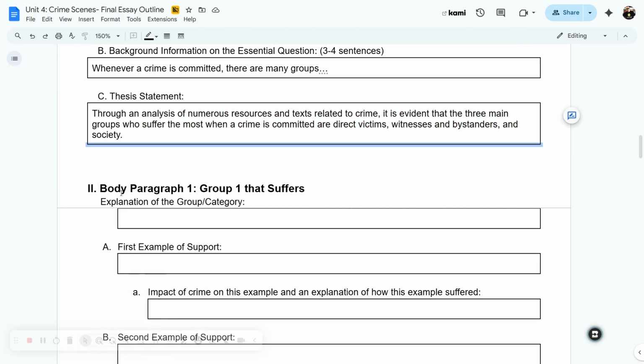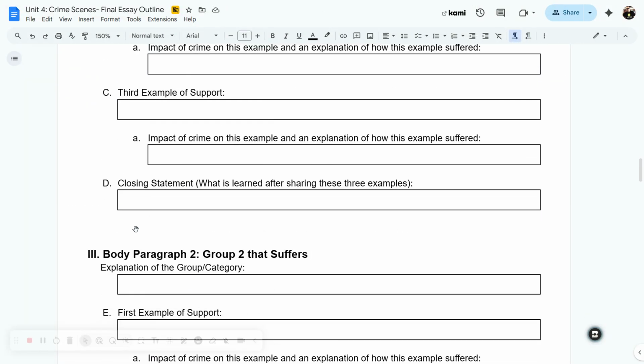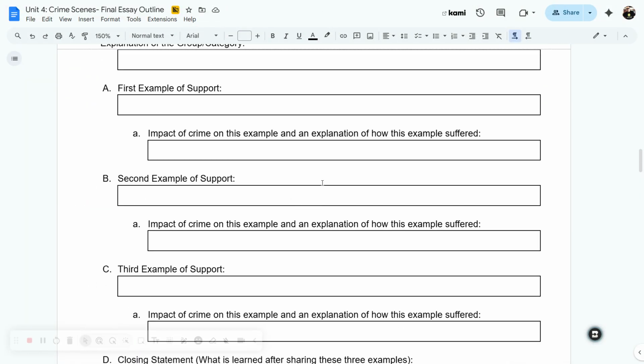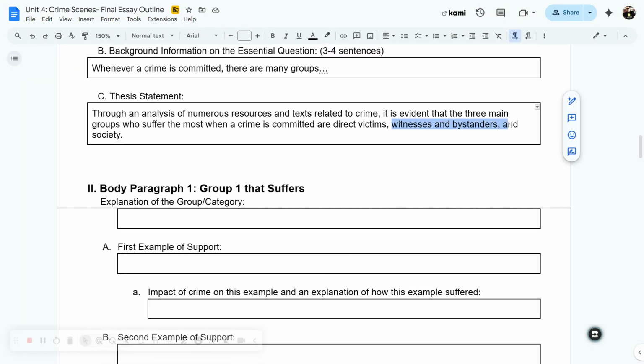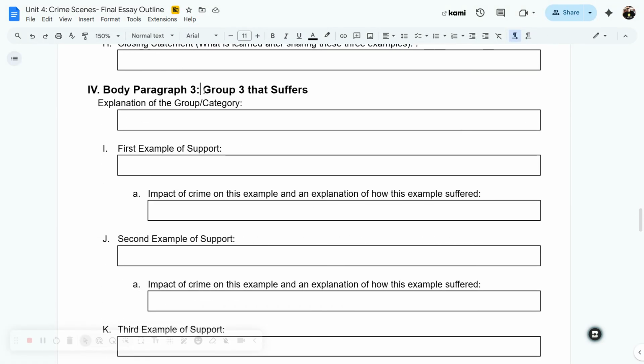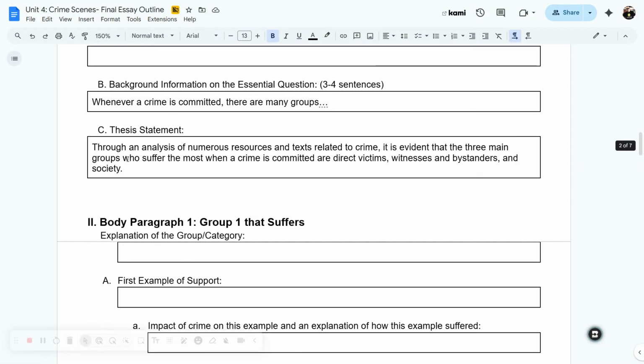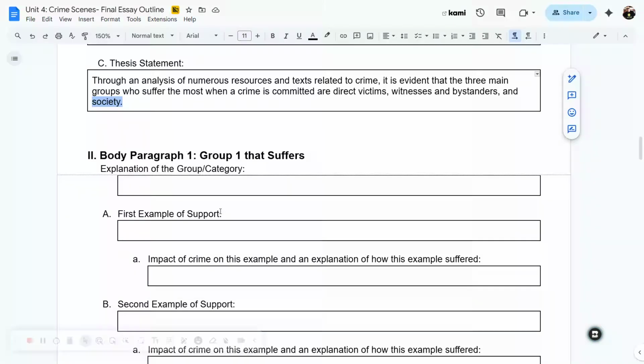And remember, your body paragraphs are about each different group that you are writing about. Body paragraph number 1 is going to be about your first group. The first group for me is direct victims. Body paragraph number 2 is going to be about my second group, which is witnesses and bystanders. And body paragraph number 3 is going to be about the third group that I chose that suffers, and that is society. So yours depends on which three you're writing about.